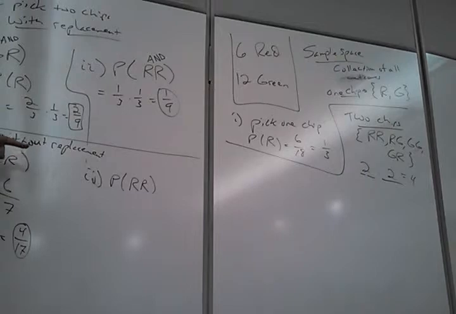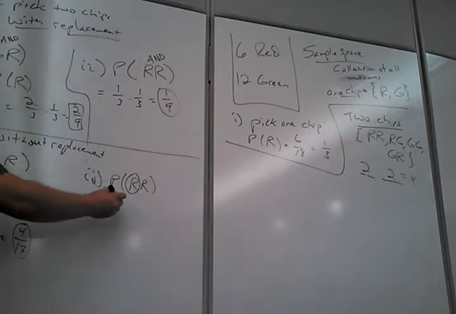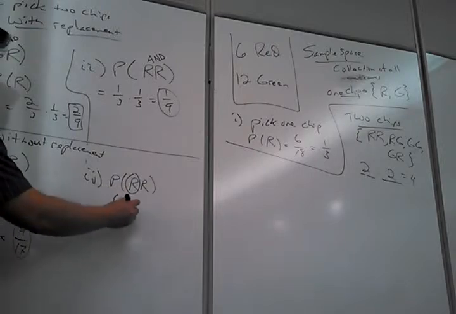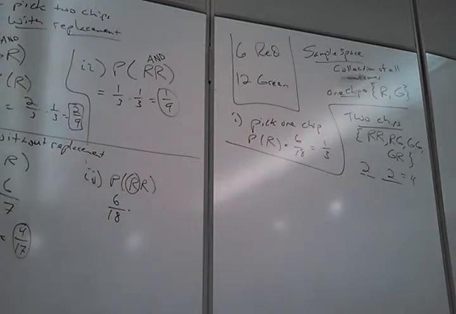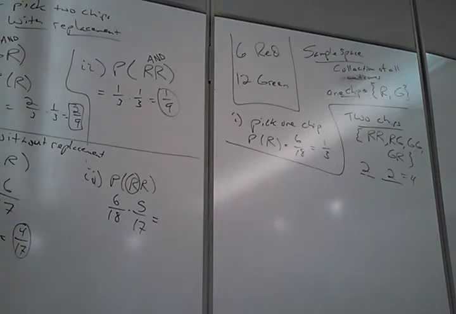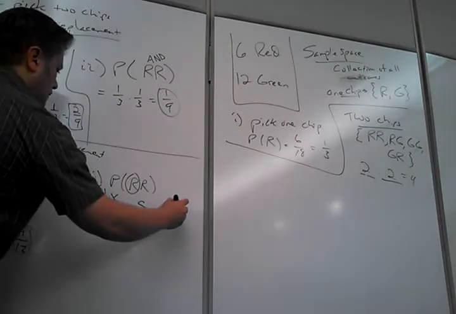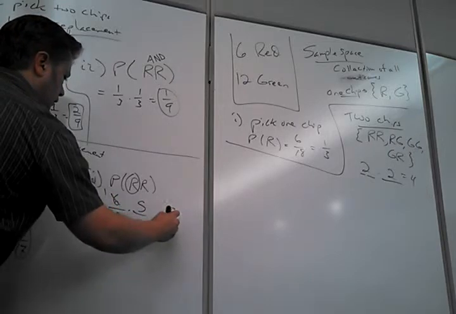What about this one? Red, red. The first one is red. What's that going to be? 6/18. Good. 6 out of 18. And then throw it away or feed that to my little brother. 5 out of 17. Why 5? Because the first one is red. So it's 1/3 times 5/17. So it's 5/51.